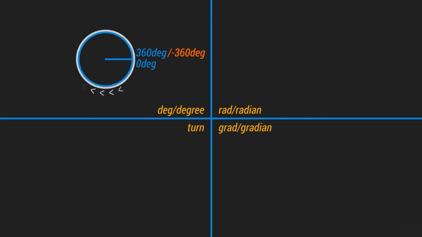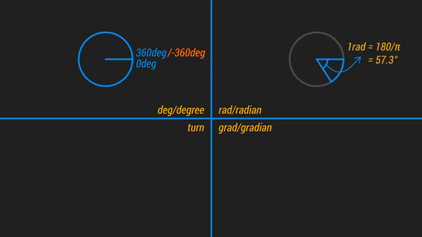Negative degrees go counterclockwise, that is, it will turn to its left side, whereas positive degrees go clockwise, which is to its right. The rad or radian represents an angle. 1 radian is equivalent to 180 by pi degrees, or about 57.3 degrees. A radian creates an angle on the circumference of a circle in an arc shape, which is of equal length to the radius of the circle.